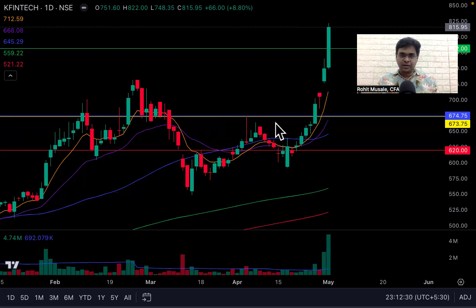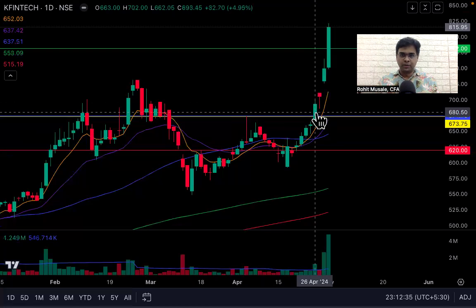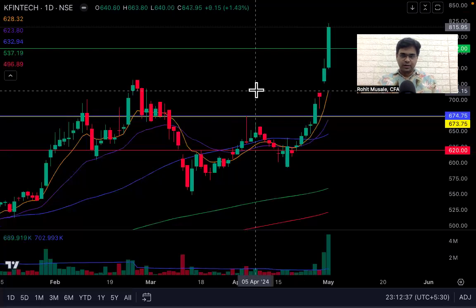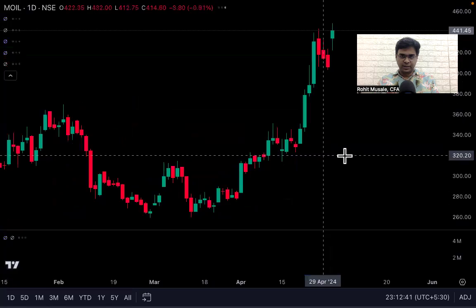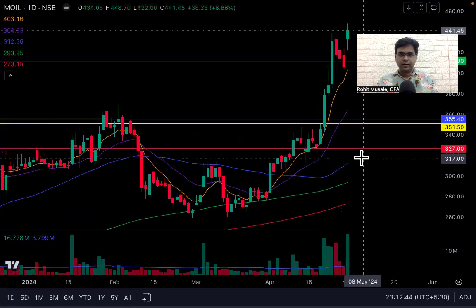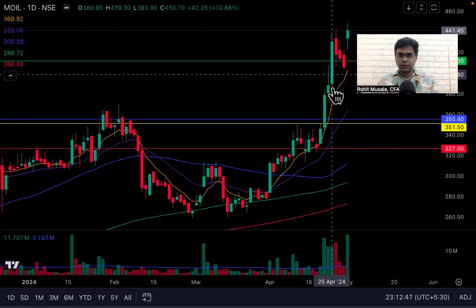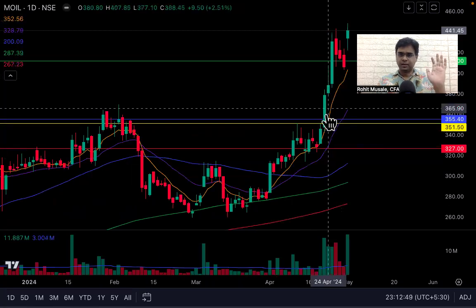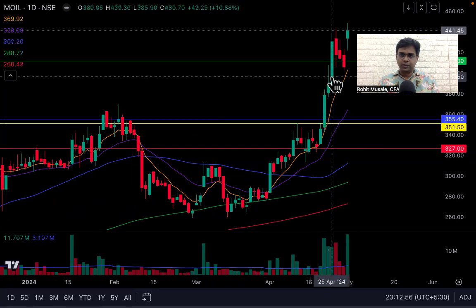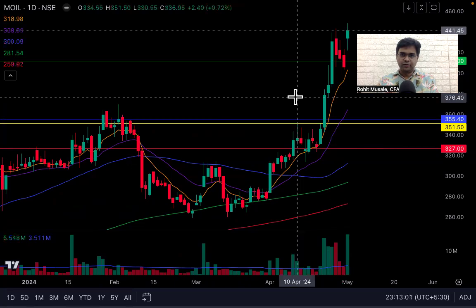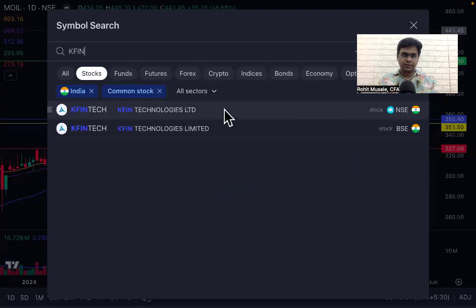This target was achieved in 3 days, or if you include the breakout day, that is 4 days. I made another video which is MOIL. As you can see here, my target was achieved in 1, 2, 3. This stock was even better, right? I bought on the blue line here. This was my yellow line where I planned to buy the stock. 3 days, 16% target achieved. Here in KFin, in 4 days, target achieved.